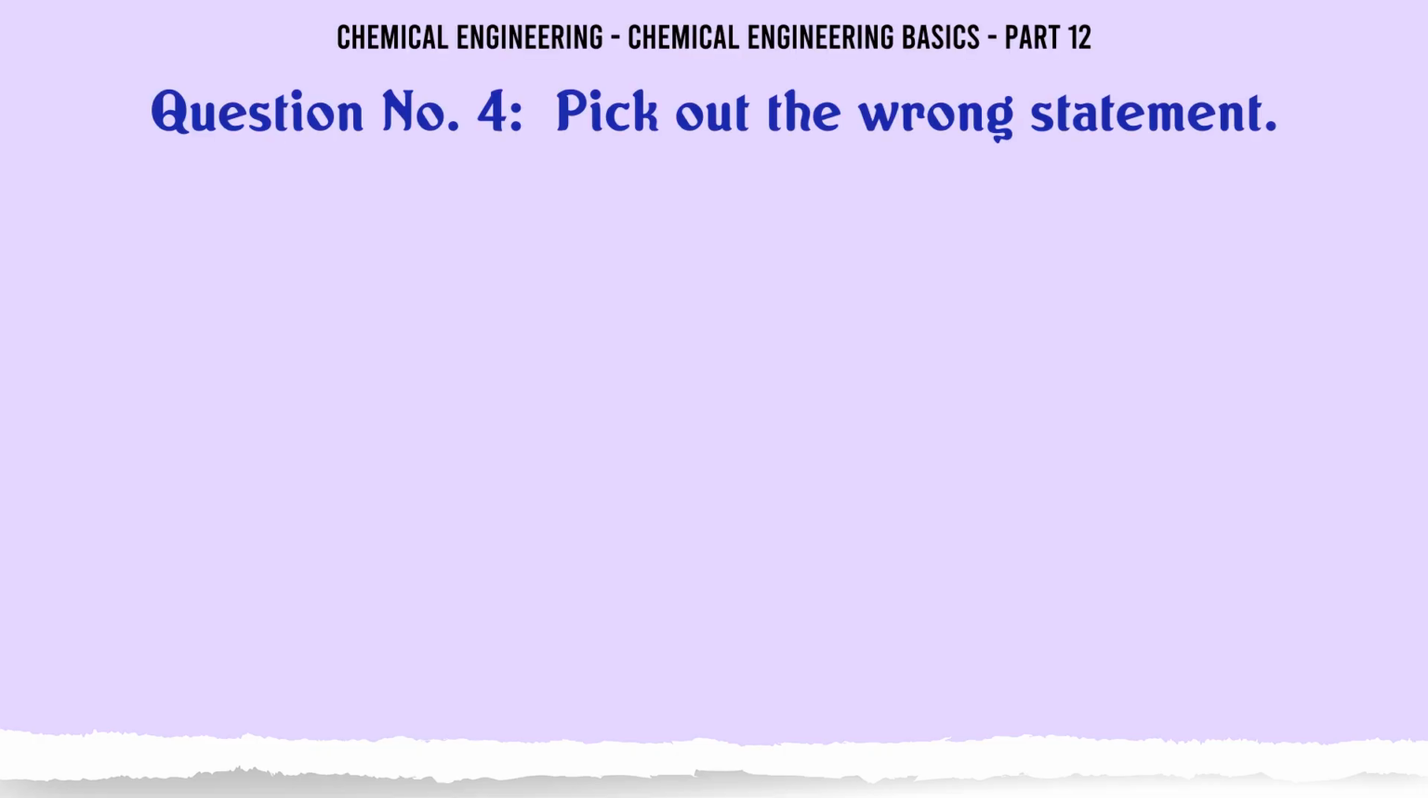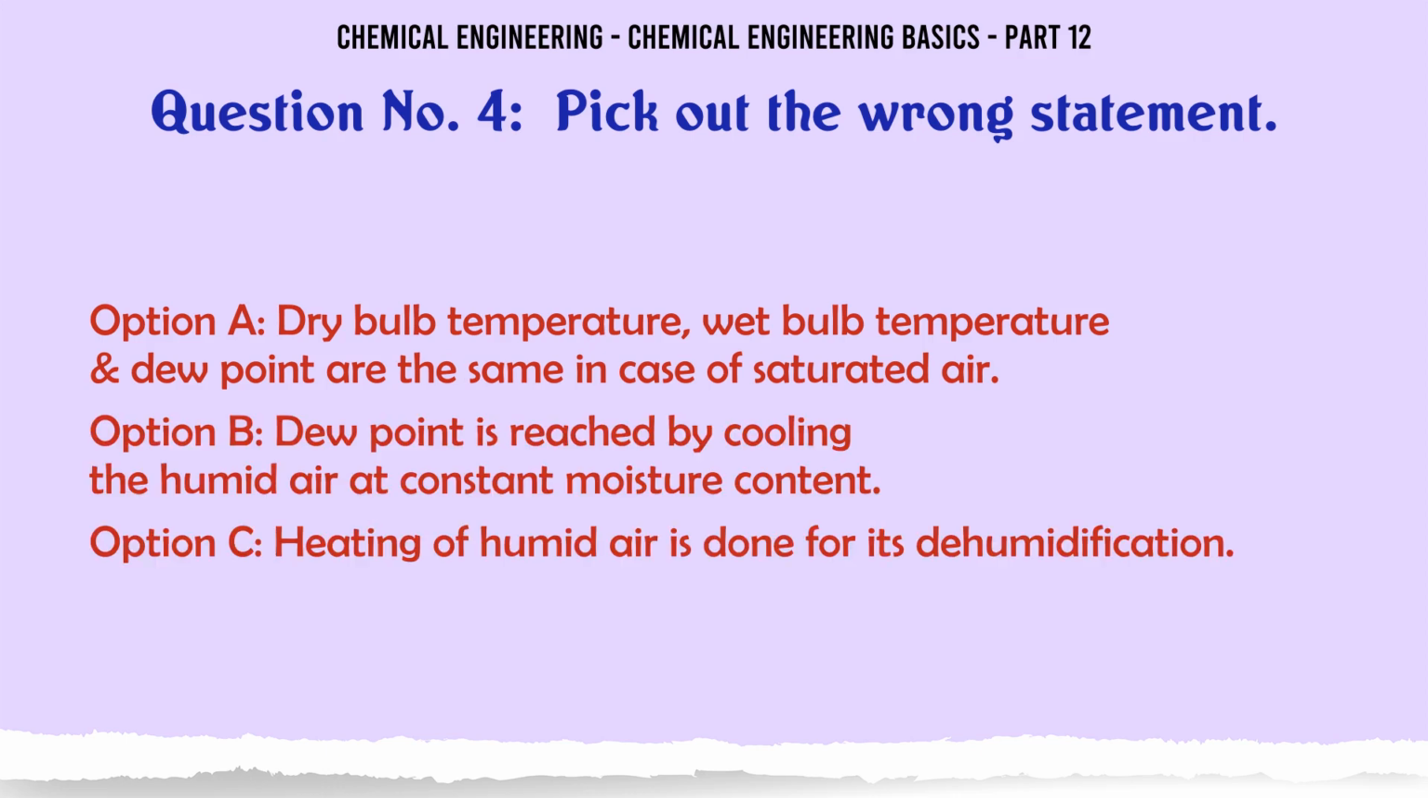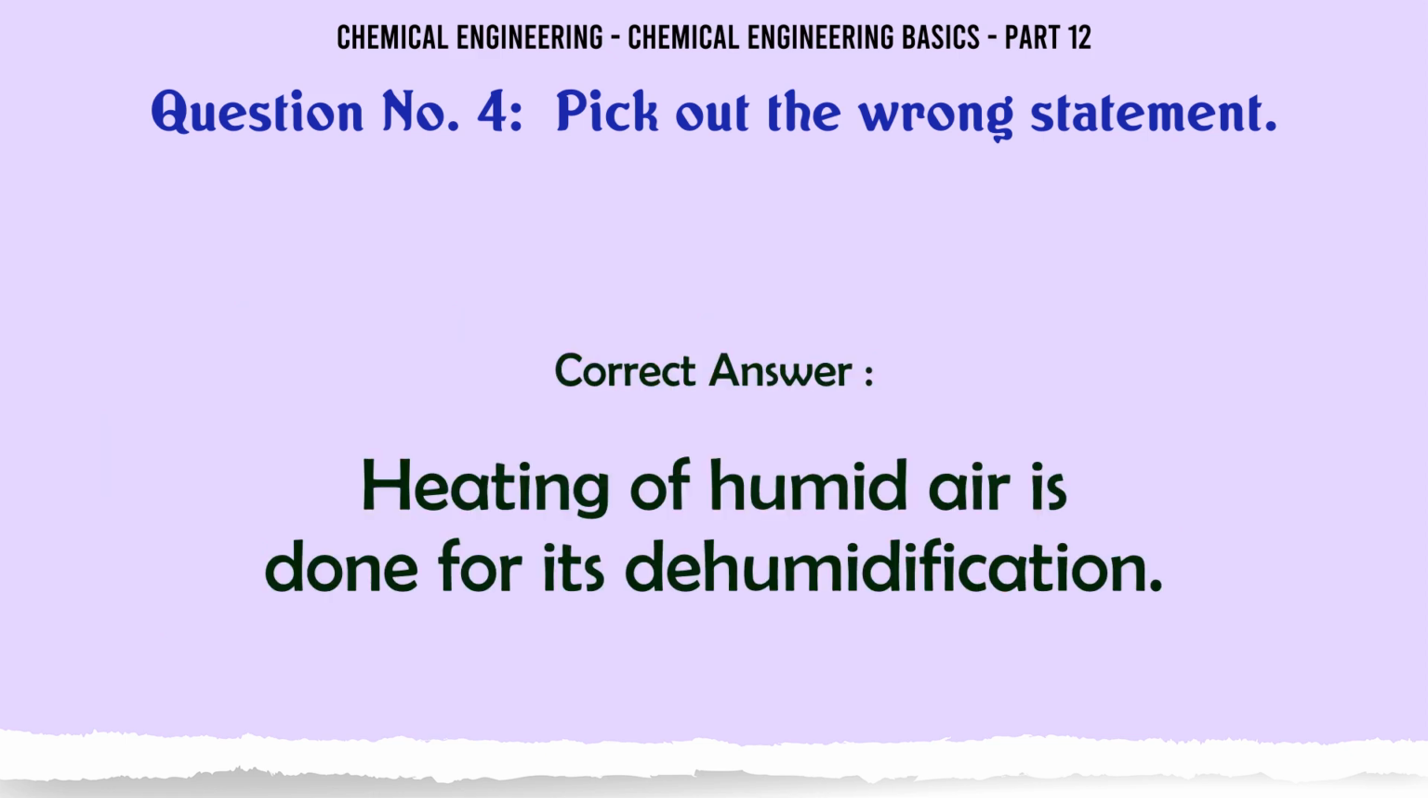Pick out the wrong statement. A. Dry bulb temperature, wet bulb temperature, dew point are the same in case of saturated air. B. Dew point is reached by cooling the humid air at constant moisture content. C. Heating of humid air is done for its dehumidification. D. None of these. The correct answer is heating of humid air is done for its dehumidification.